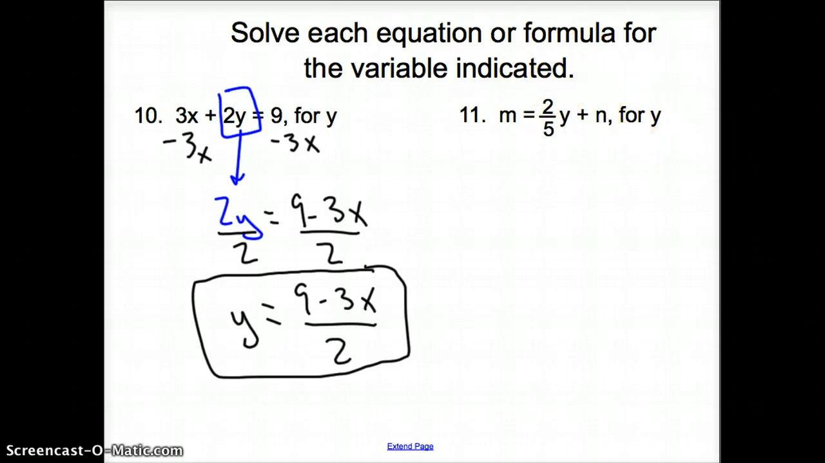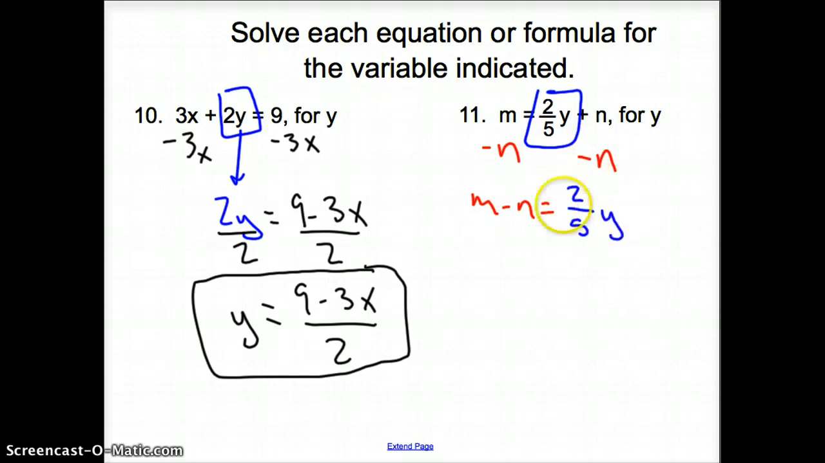The very first thing that I want you to do is just put a box around it, just to give you a mental note that you can't touch what's inside the box until you are done with everything outside of it. Now, what's outside of it is plus n. How do you get that plus n to the other side? You have to subtract it over. So now we have m minus n equals whatever's in the box, 2/5 y.